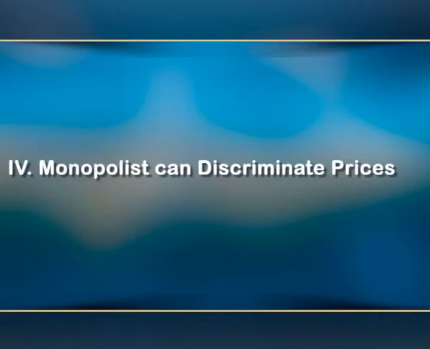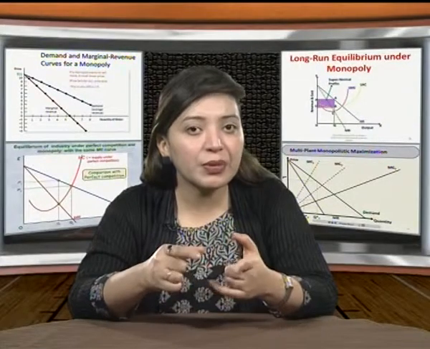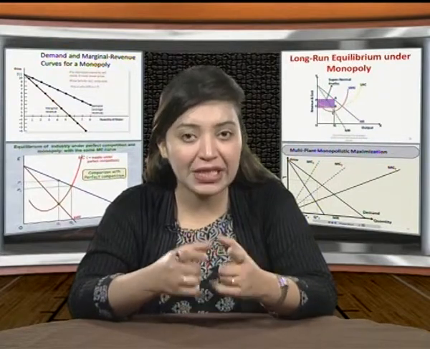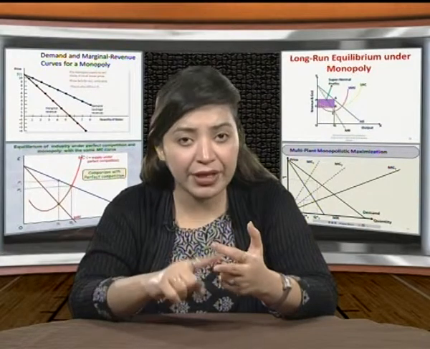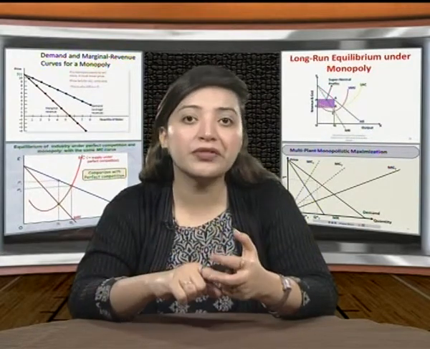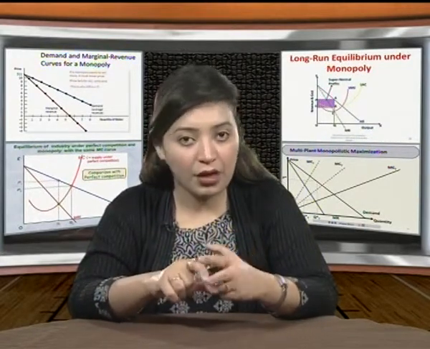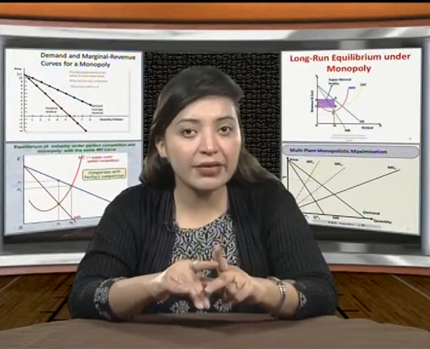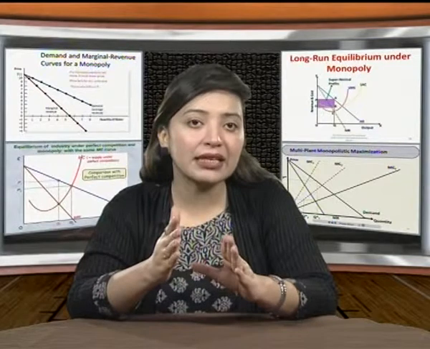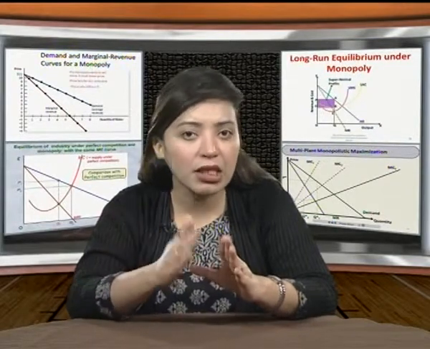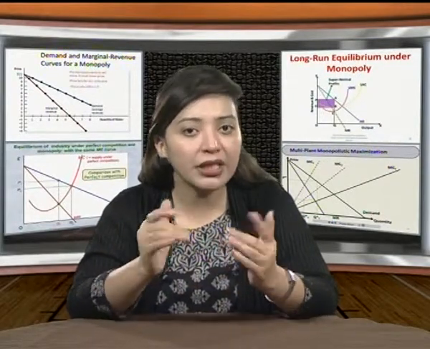Fourth, monopolists can discriminate prices. The fourth difference between monopoly and perfect competition is that while a monopolist can discriminate prices for his product, a firm working under perfect competition cannot. The monopolist will be increasing his total profits by discriminating prices if he finds that elasticities of demand at the single monopoly price are different in different markets.